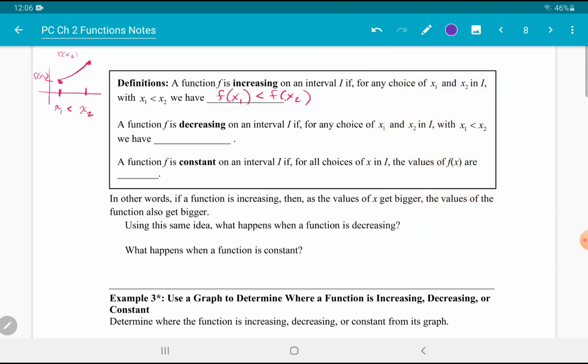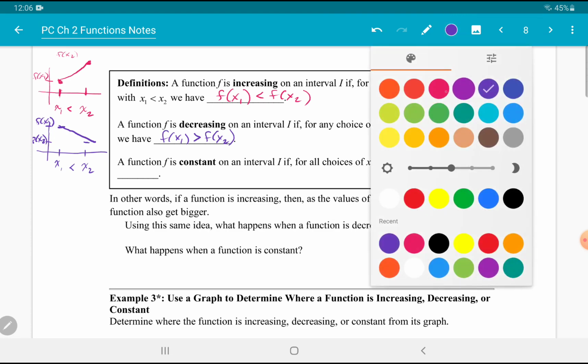On the other hand, a function is decreasing if you have 2 points, again, x1 and x2. Here's x1 and x2, such that x1 is smaller than x2. We have that f of x1, its value, will actually now be greater than f of x2's value. What we see is that the y value here at f of x1 is going to be greater than the y value for f of x2, because that graph is decreasing, it's going downwards. So that's when a function is decreasing.